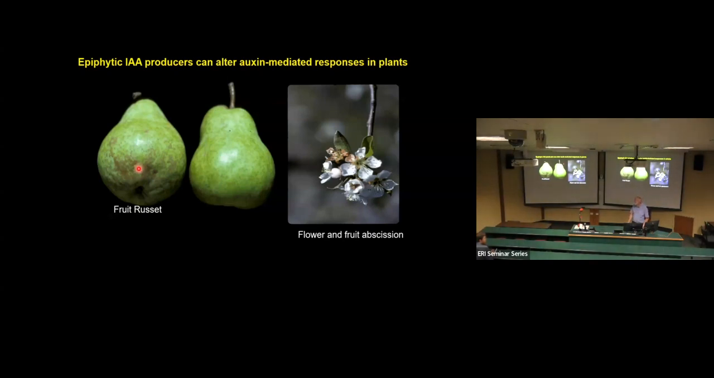And it seemed to be very important for them to have made indole acetic acid. It also suggests that many of the normal traits of plants, like flower abscission and fruit abscission, or the development of epidermal cells to make what we call fruit russet, are regulated and produced because of the auxin that these bacteria are making. So fruit russet is an important agricultural trait where the cells of the fruit die prematurely as the fruit matures.